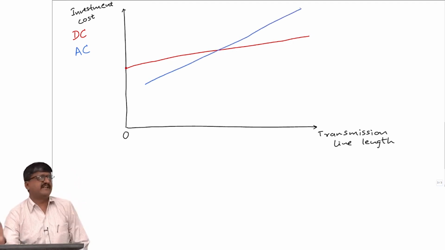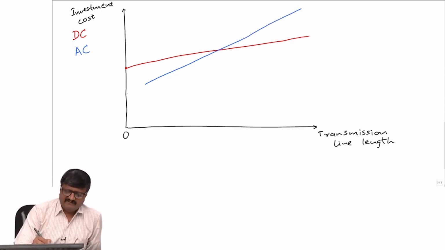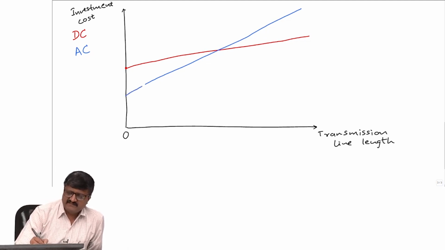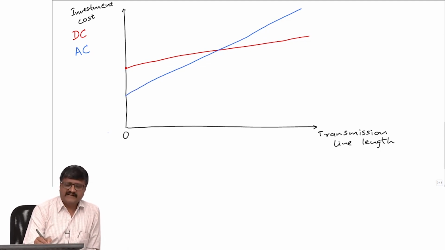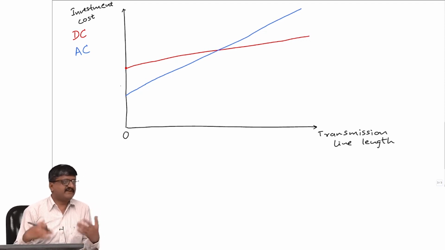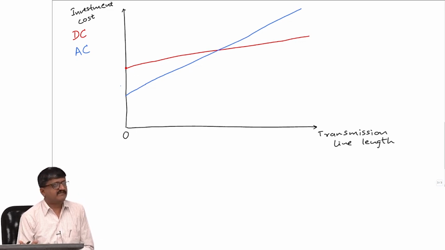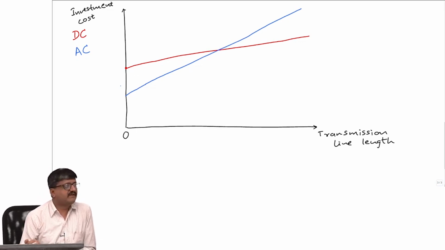Okay, both are straight line segments. Now, even if I extend this straight line segment till the investment cost axis, the intersection is lower than that for DC, because the terminal equipment cost is actually less for AC compared to DC. Is that okay? Now, what do these two curves say?